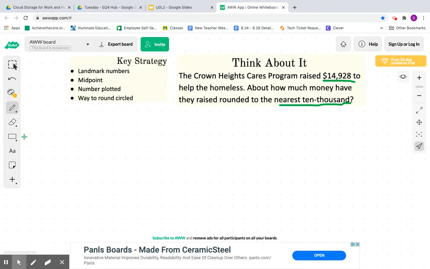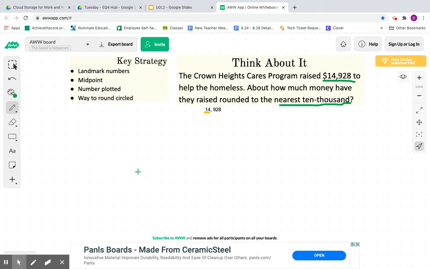Let me go ahead and type up this number right here, 14,928. And then I am going to determine the place for 10,000. So this is going to be tens. The 2 is in the tens place. This 9 is in the hundreds place. The 4 is in the thousands place. And then this 1 is in the 10,000 place. So essentially what I'm going to try to find out is if that stays as a 1 or turns into a 2. And the strategy I'm going to use is a number line as a rounding hill.